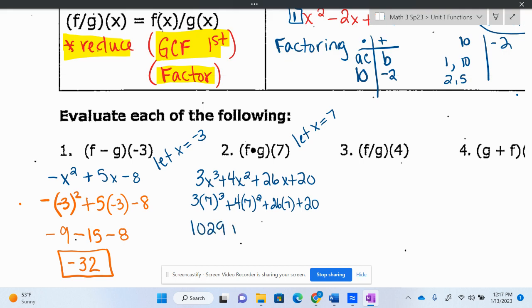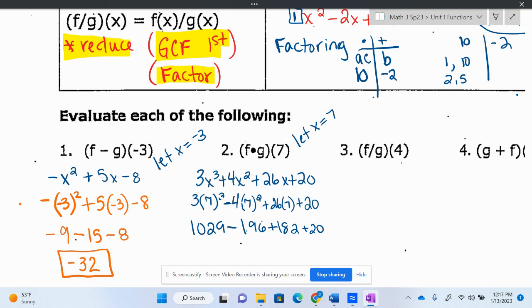1,029 plus, let's see, that's 49 times 4. 49 is almost 50. So 50 times 4 is 200 minus 4. So that's 196 plus 42, 14, 182, I think, plus 20. I don't know. See if that's right. Although I think that, wasn't this a negative? Wasn't this a minus 4x? It was, because my answer is not right. That should be a negative. That was supposed to be a minus 4x. So a negative 196.